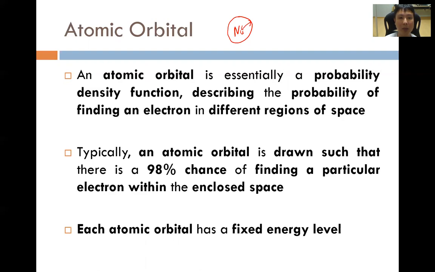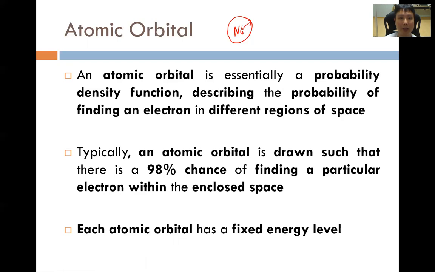An atomic orbital, the solution from the Schrödinger equation, precisely gives us that. Basically, what is the probability of being able to find electrons in different regions of space? Typically, the meaning of an atomic orbital is such that we draw a shape such that within the shape, there is a 98% chance of finding the particular electron within the space. And associated with each atomic orbital, there is a fixed energy level. These things will become clearer when we look at the shapes of the orbitals, and I'll explain them in greater detail.